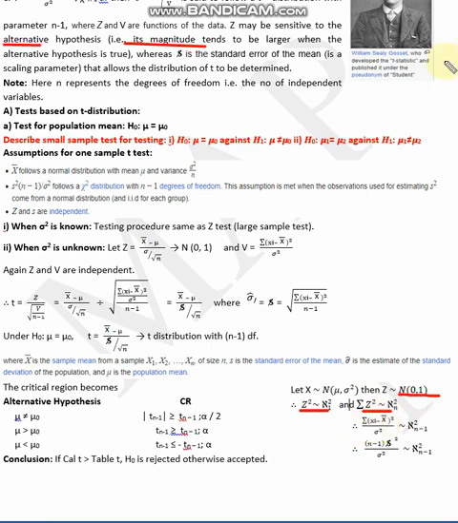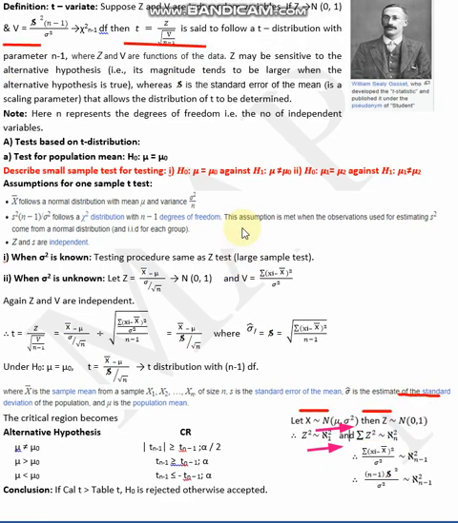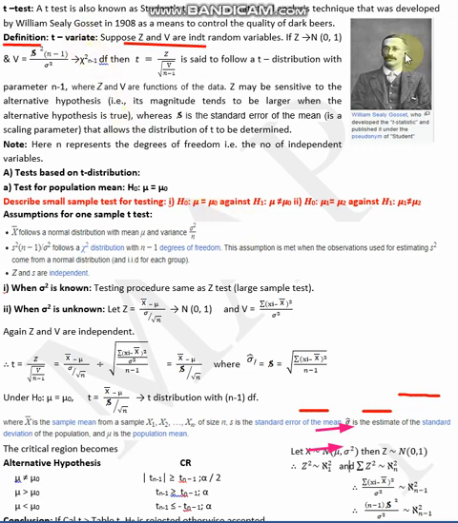So this is the same as summation (xi minus x bar) square divided by sigma square, which follows chi-square with n minus 1 degrees of freedom. At the same time, we can also write it as (n minus 1) s square divided by sigma square. Sigma square is the population variance, and s square is the sample mean square, and it follows a chi-square distribution with n minus 1 degrees of freedom. If you know these results, then we can easily understand what a t-variate is.